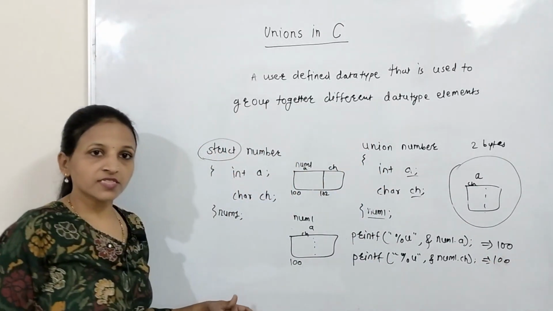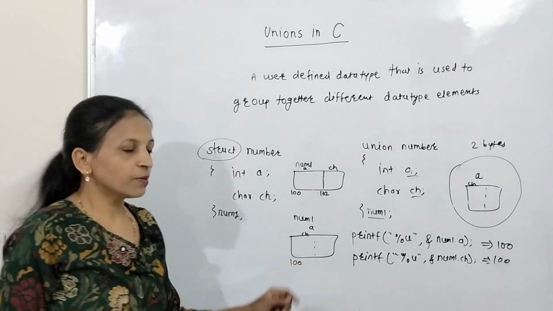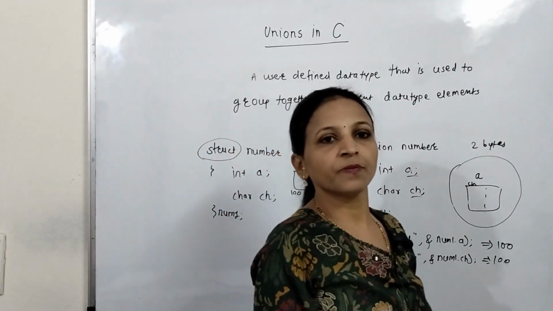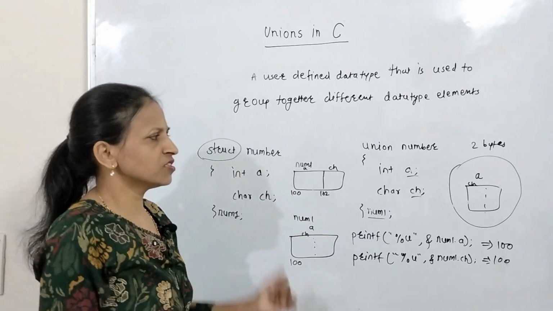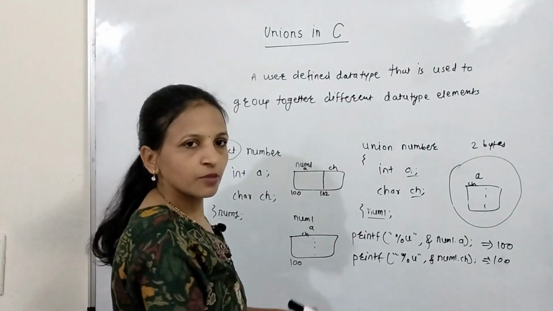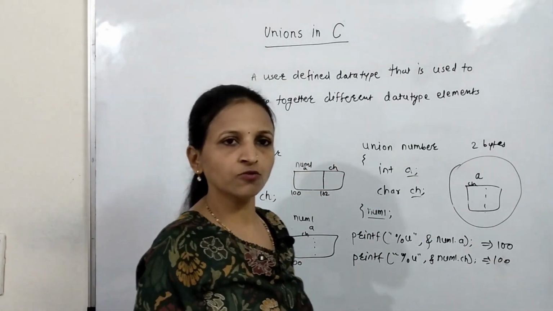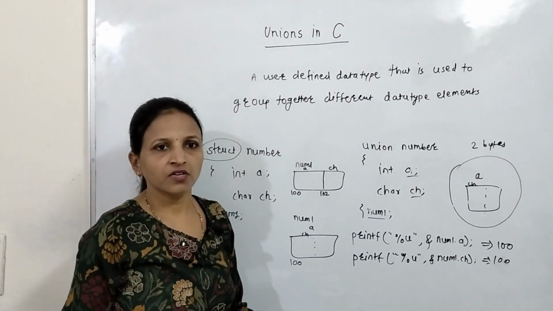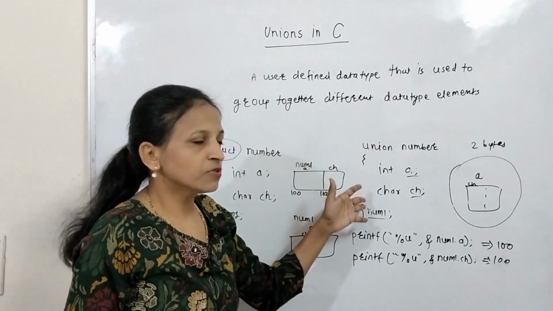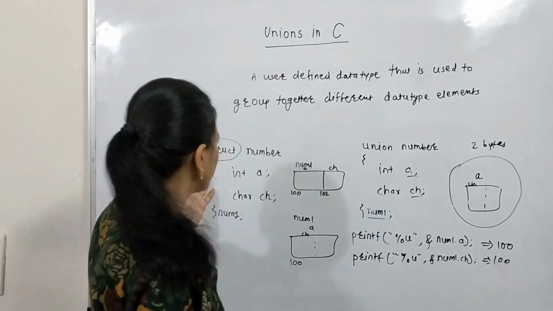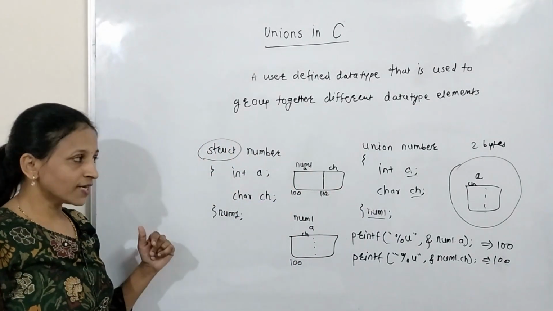Now from that you can say that the same memory will be shared by both the members of that union. Now where to use this? Because we can group together multiple data type elements, but at a time we can use only one member from that union. Then what is the need of using this?